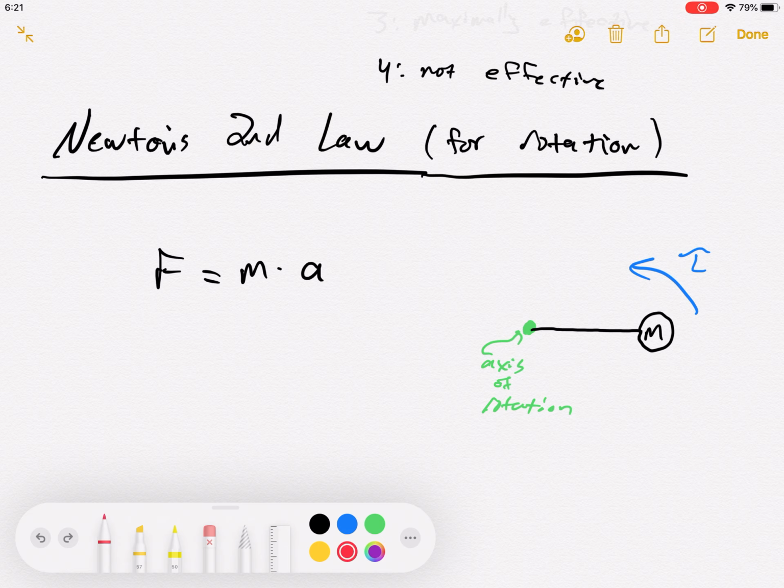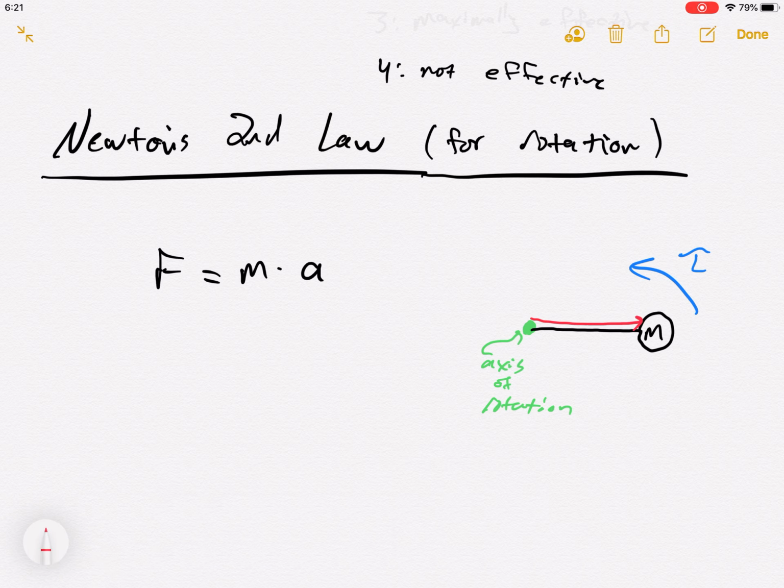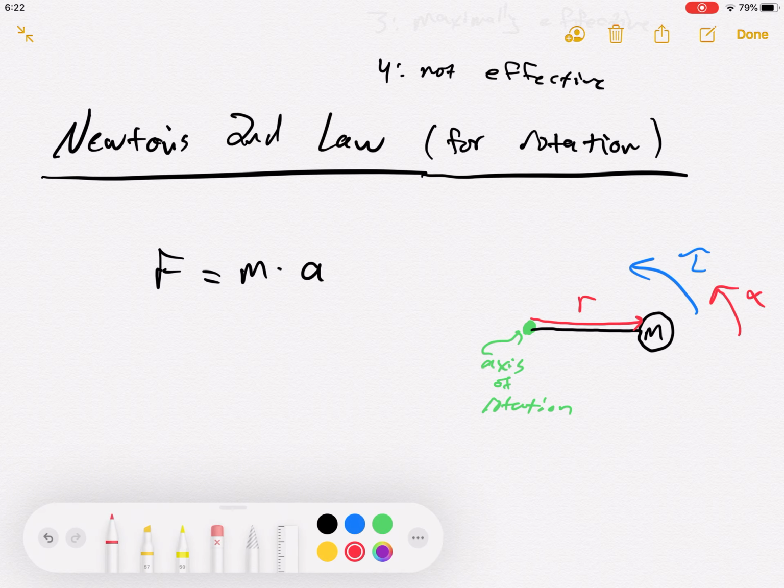Let's say I know this distance is r. And I want to figure out how can I get from the torque on this mass to the acceleration of this mass, the angular acceleration of this mass, right? So how do I relate tau and alpha, which I expect to be the same direction, right? How do I relate tau and alpha? Okay.